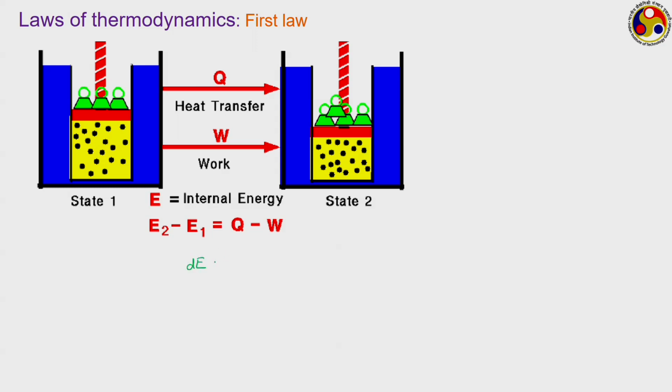Or in differential form we generally write dE, that is the change in energy of the system during an infinitesimally small process, equal to del Q minus del W, where del Q is the amount of heat transfer to the system during this infinitesimally small process, and del W is the amount of work done by the system, that is work transfer from the system to our surroundings during the same process. And this is during a particular process.